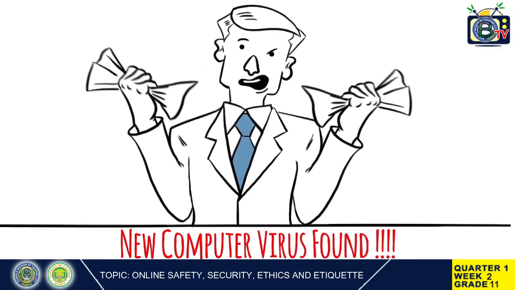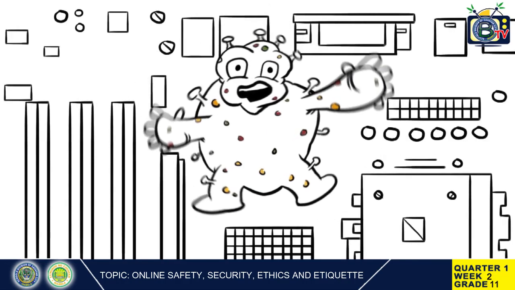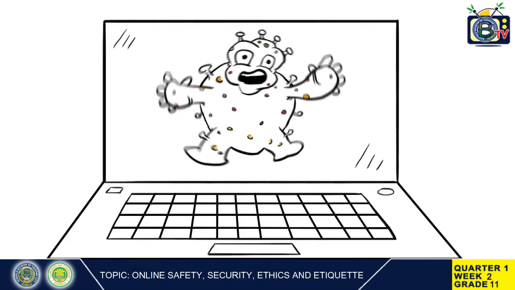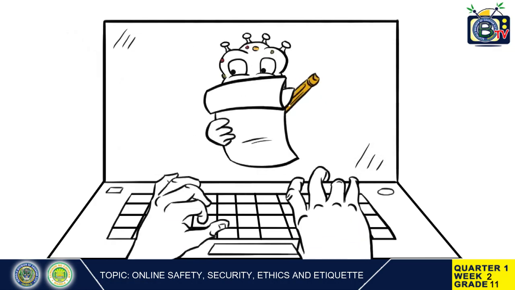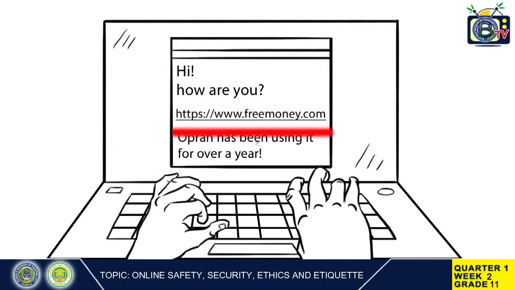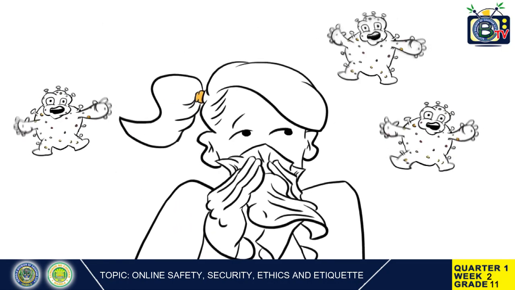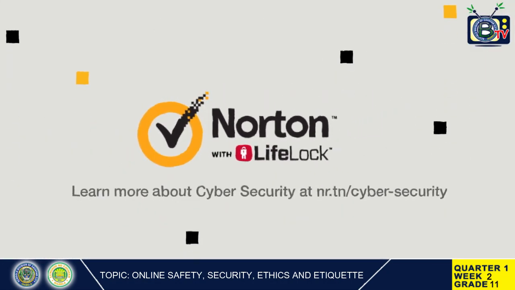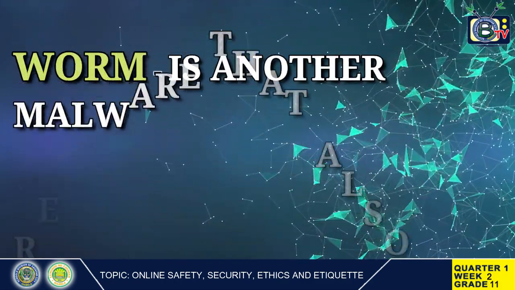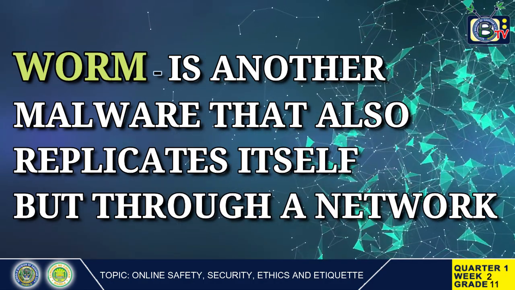A virus replicates itself and transfers from one computer to another, either through the internet, local networks, or data storage like flash drives and CDs. Viruses are typically attached to an executable file or a Word document. However, a virus needs human intervention to replicate. A worm is another malware that also replicates itself but through a network.